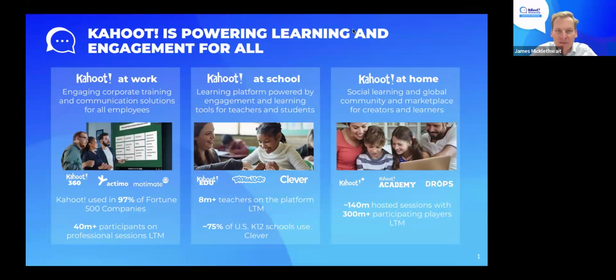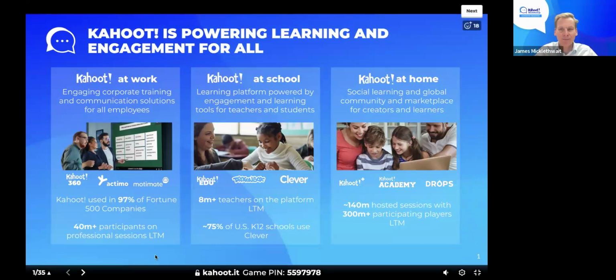Of course, the focus for today is Kahoot at work, so I'm going to dive straight on into that. But just before I do, look at a couple of the numbers on these slides here. Just an extraordinary community of teachers that we have, 8 million teachers using Kahoot every year. And we use very widely in schools in the US and all around the world. And at home, people are using Kahoot for social fun as well. So it's an incredible business to be part of. We're all super motivated by the Kahoot mission. So very proud to be here today talking to you about Kahoot at work.